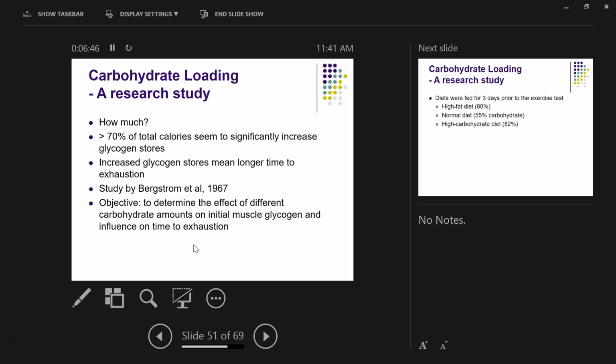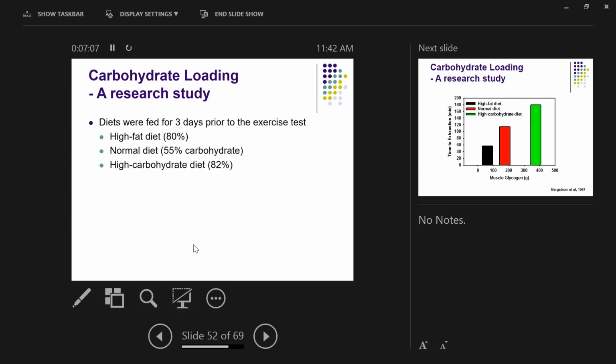A scientist did an experiment to determine how much carbohydrate is needed to increase the glycogen store. This experiment was done in 1967. They gave subjects 3 different diets and compared which type of diet is more efficient for increasing the glycogen store. First is a high-fat diet, then a normal diet, and then a high carbohydrate diet containing 82% of energy from carbohydrate.